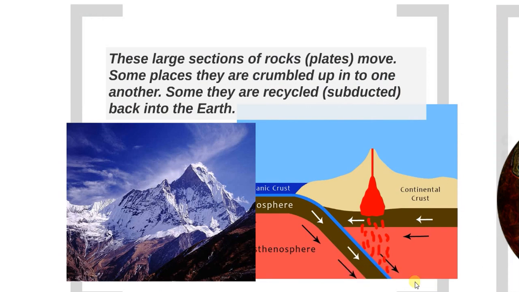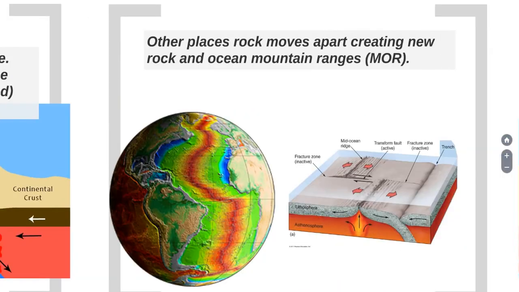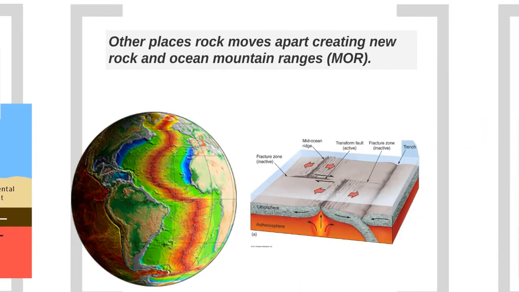Okay, back to where I was supposed to be going. Alright, so other places rock can be moving apart. And when it moves apart, it can create new rock and oceanic mountain ranges. Now, I kind of already talked about that, but here's the Atlantic Ocean again.